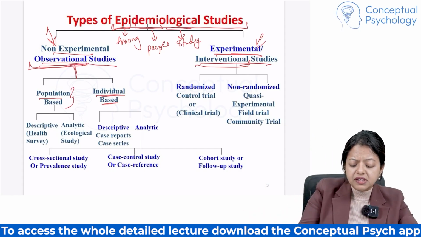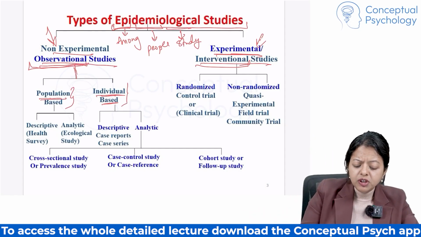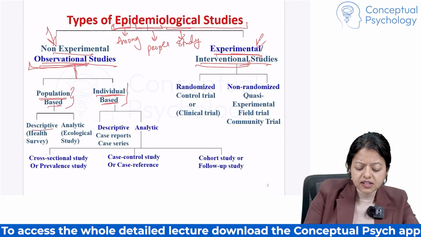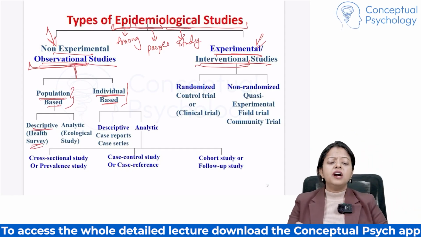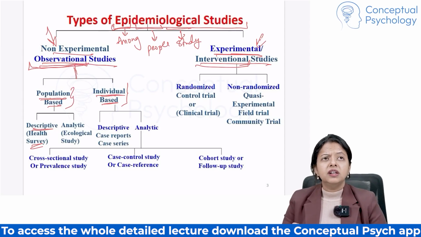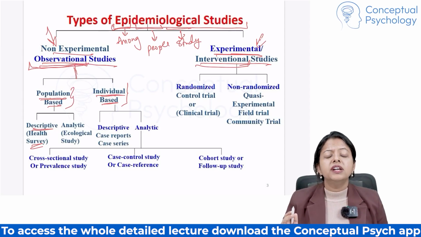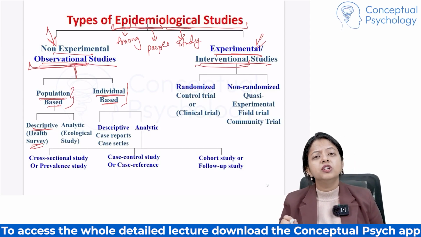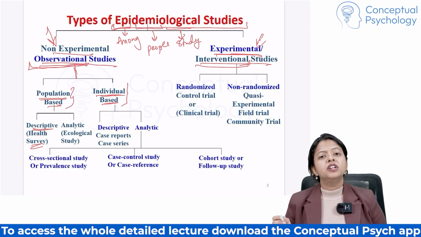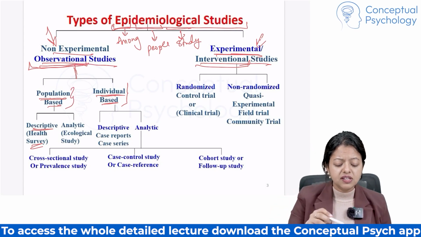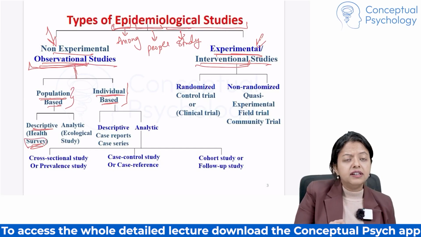So individual based. Under population based studies, we have descriptive studies like health surveys, like we say the infant mortality rate of India is this, the infant mortality rate of USA is this, the infant mortality rate of Australia is this. So these are health survey data.